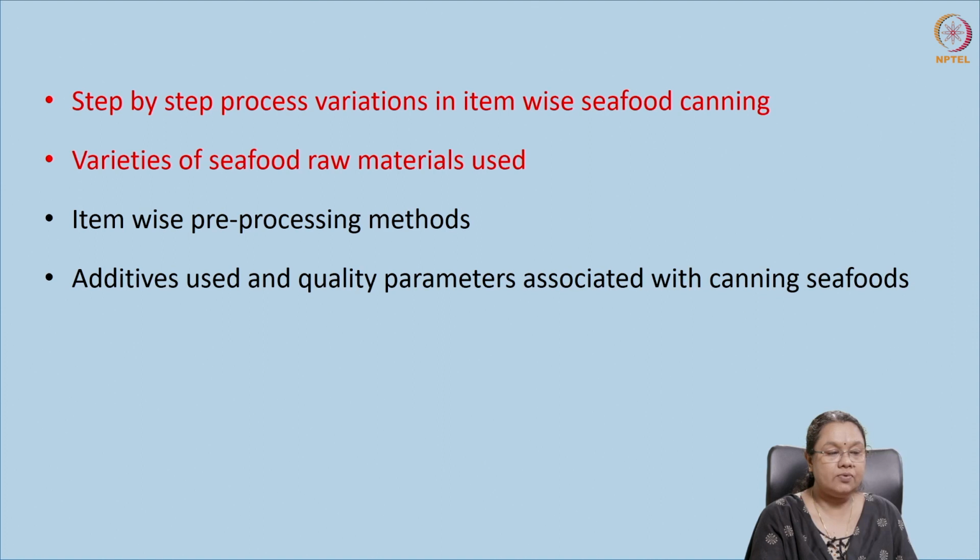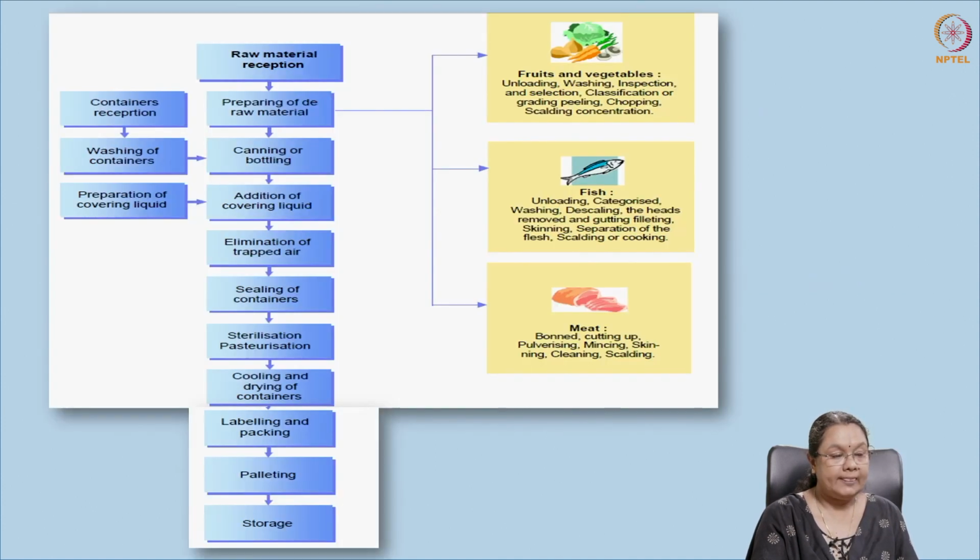We'll also see what the different types of seafoods are that can be used for canning, and the pre-processing methods that are generally employed before processing the products. What are the different pre-processing methods that can be adopted, and what are the different additives that are added to the seafoods during the canning process. Now coming to the first topic, the step-by-step process.